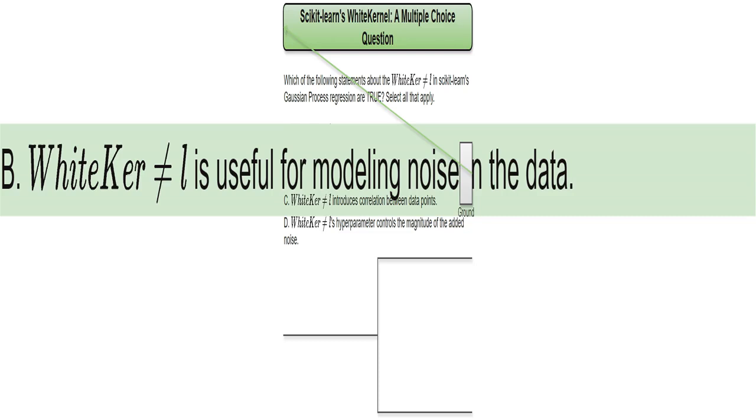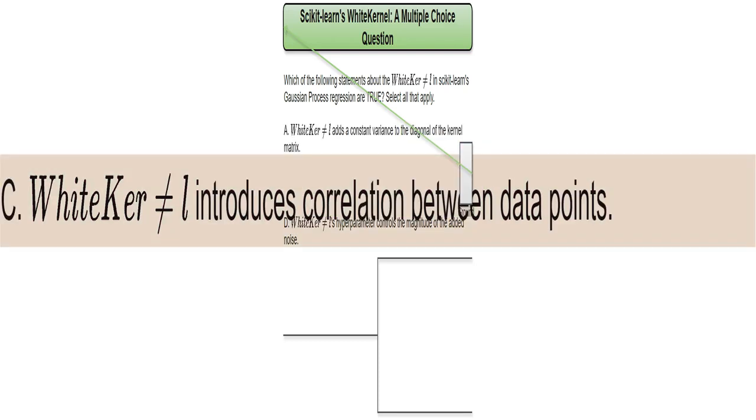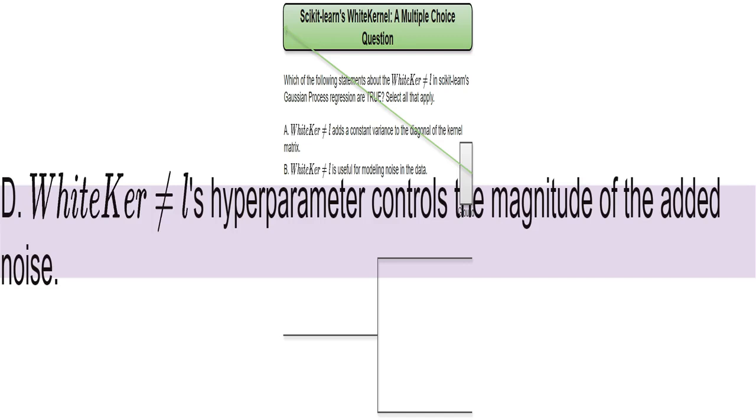Absolutely true. By adding independent noise to each data point, the WhiteKernel directly models the inherent uncertainty or randomness present in real-world data. This is false. The added noise is independent for each data point. The WhiteKernel doesn't change the relationships between different data points, only the uncertainty associated with each individual point. This is true. The WhiteKernel typically has a parameter, often called noise_level, that lets you adjust how much noise is added. A higher value means more noise, a lower value means less.